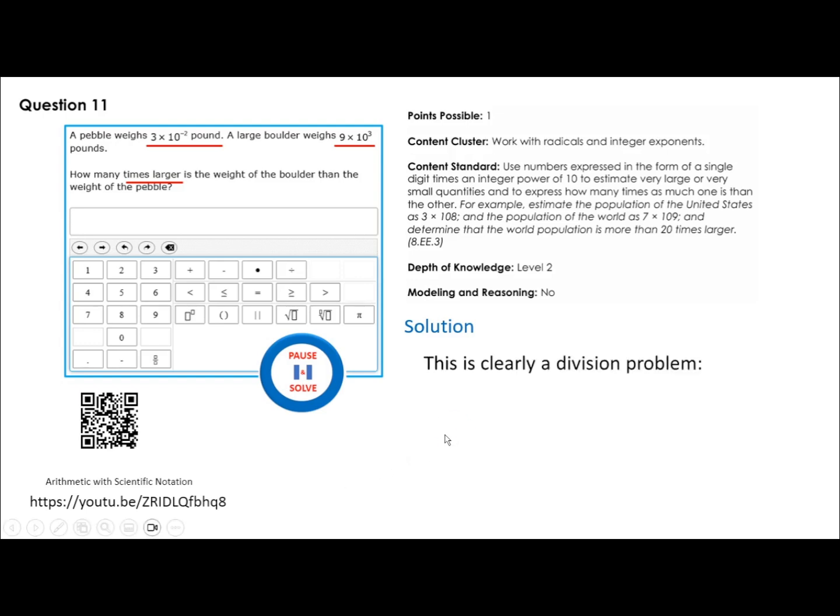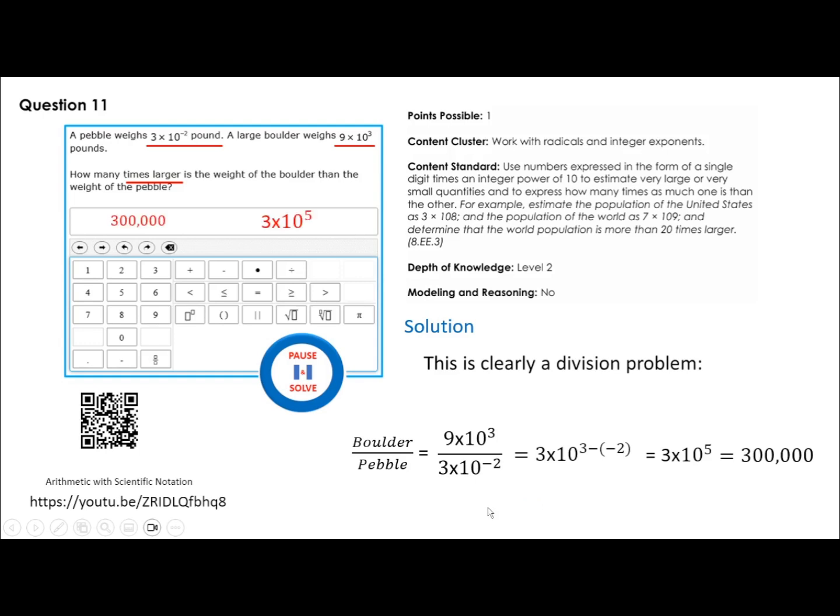So this is clearly a division problem. You divide 9 times 10 to the power 3 by 3 times 10 to the power negative 2. When you divide, 9 divided by 3 is 3, and then for the 10 to the power 3 and 10 to the power negative 2, you keep 10 and subtract the exponents. You get 3 times 10 to the power 5 as an answer, or you can write it as 300,000.